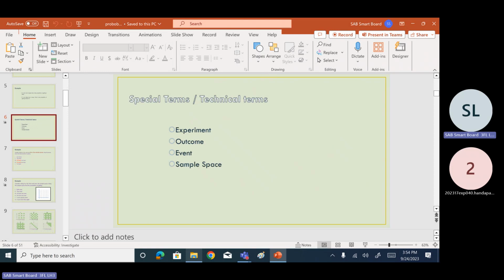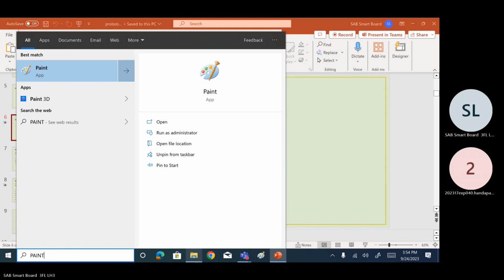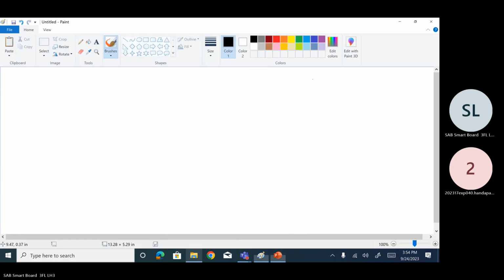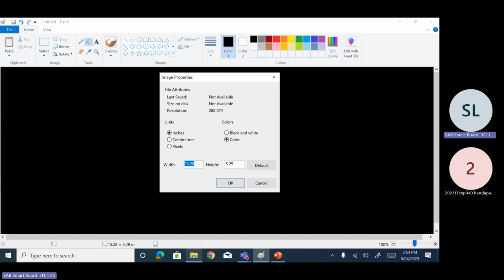So next example, write down the sample space of tossing 2 coins.